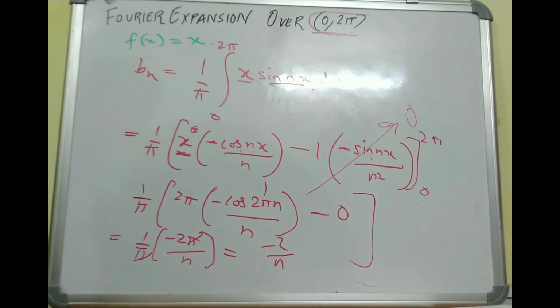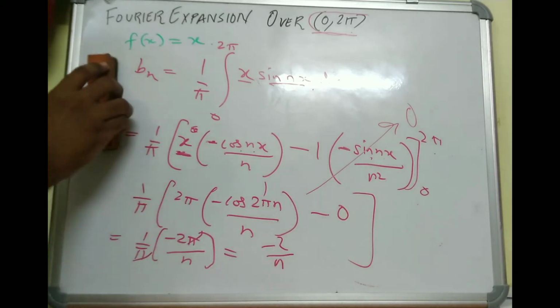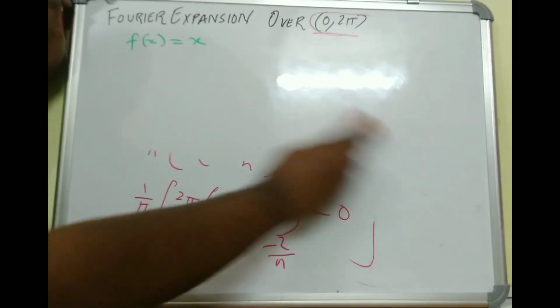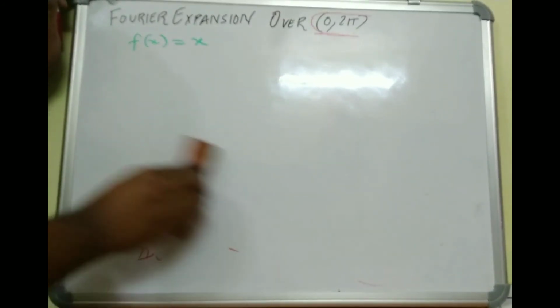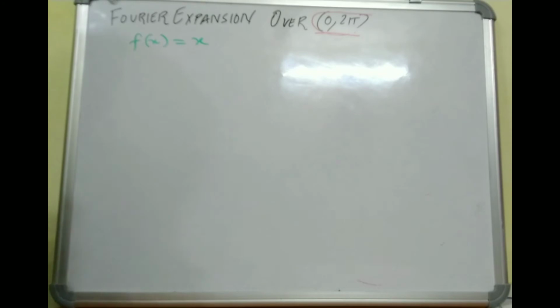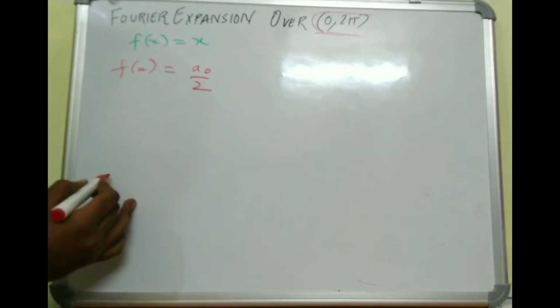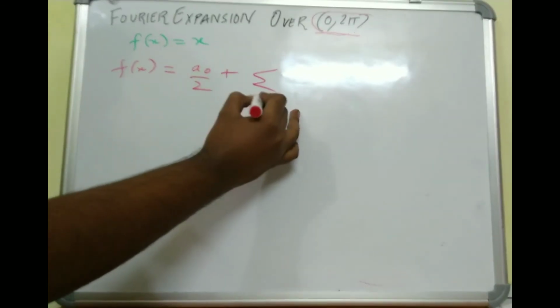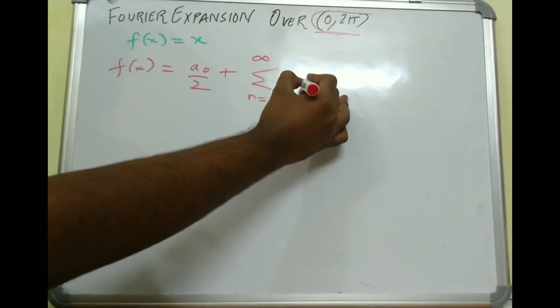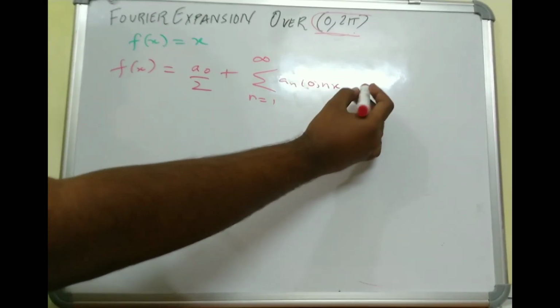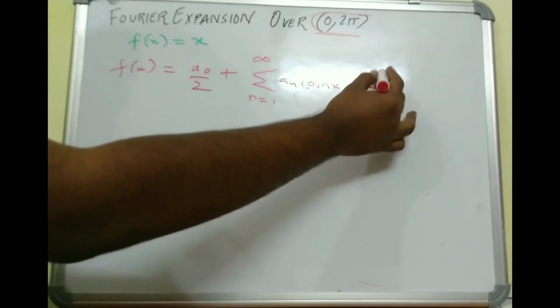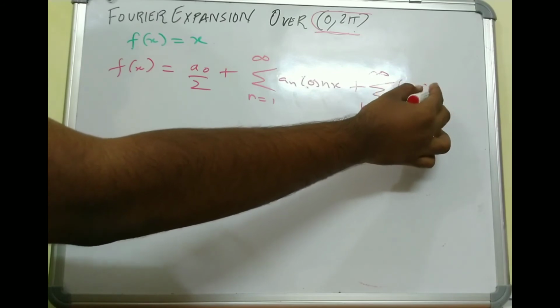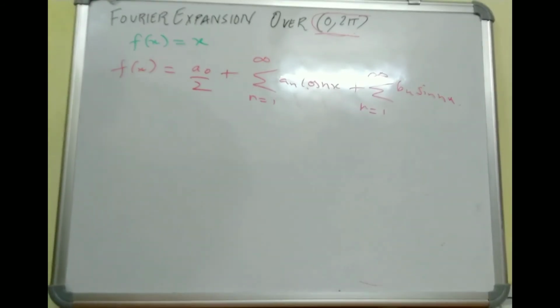Now we have to just substitute in the Fourier series expansion. Basically we know the Fourier series expansion is given by f of x is equal to a0 by 2, plus summation of n equal to 1 to infinity an cos nx plus summation of n equal to 1 to infinity bn sin nx. Now what you have to do? You have to just substitute.